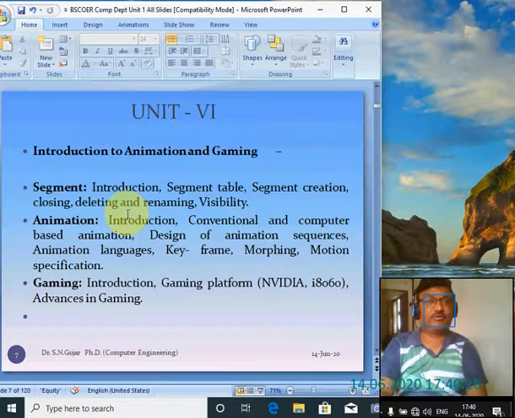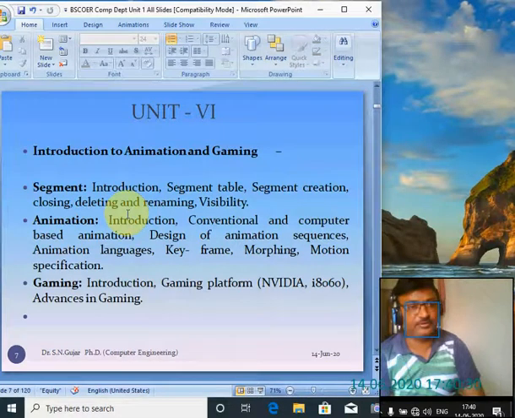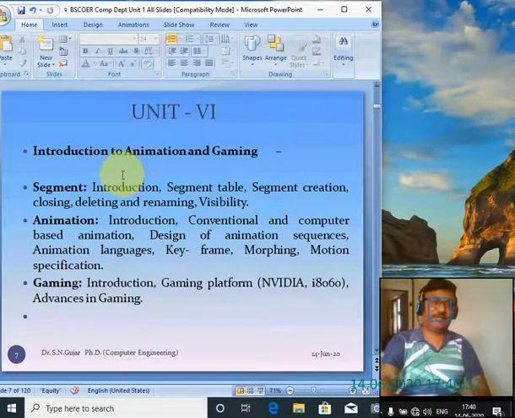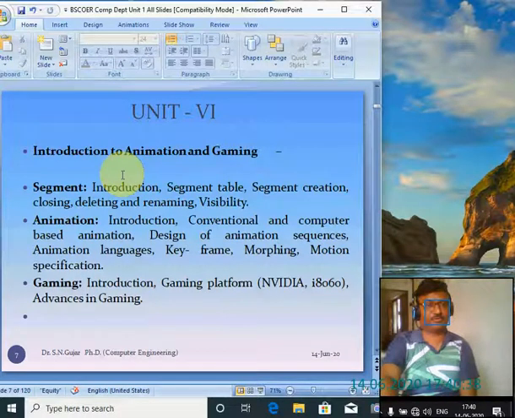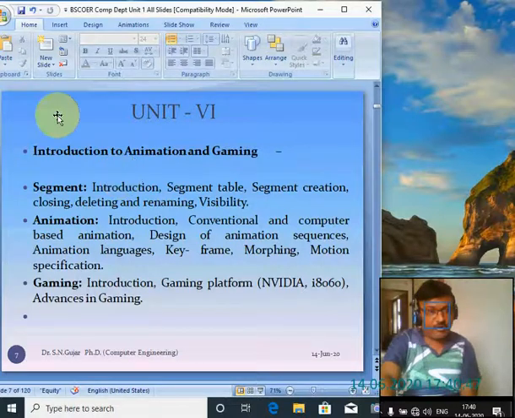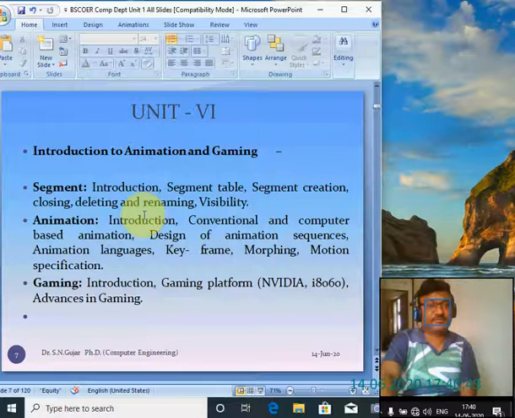And then the last unit is what? Unit number 6, introduction to animation and gaming. So why are you learning this subject? To develop something from all this you are going to learn. You start with unit number 1, line drawing and circle drawing, then the second unit polygons, and then 2D and 3D transformation and clipping. So all of that you are going to be introduced to with the segment.